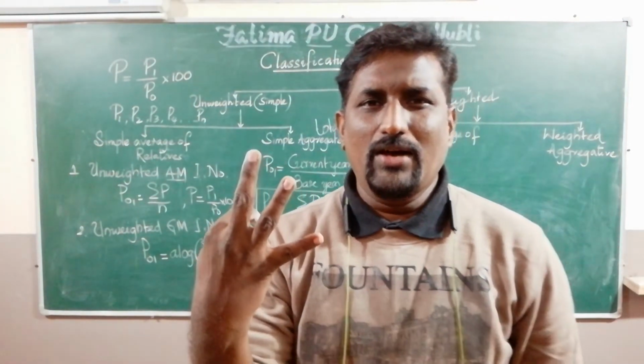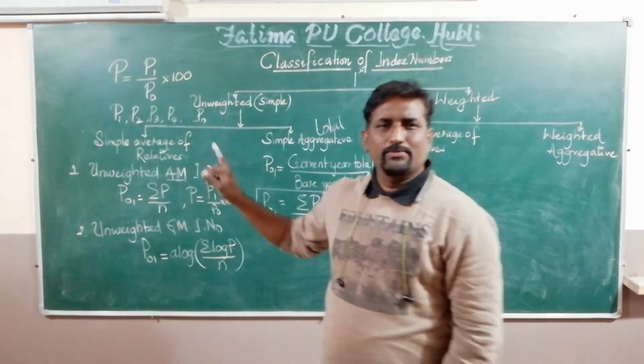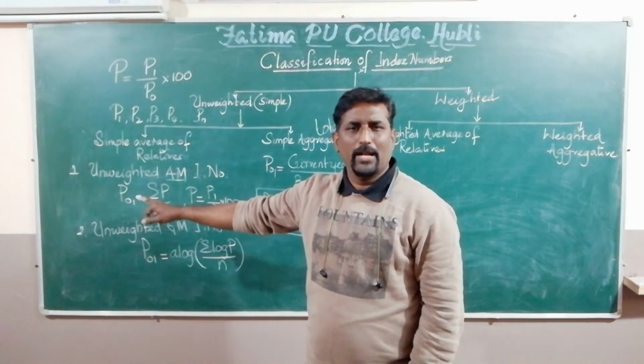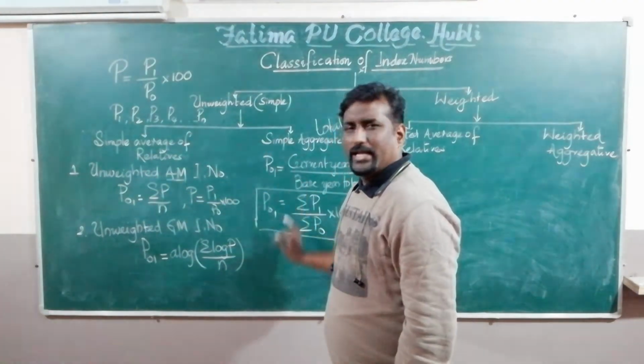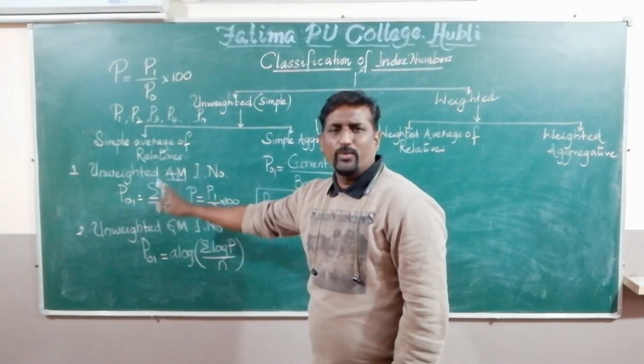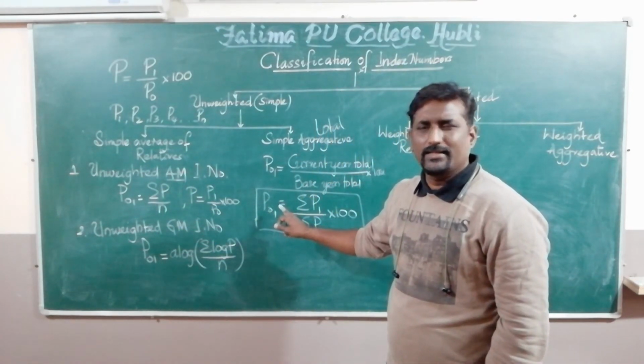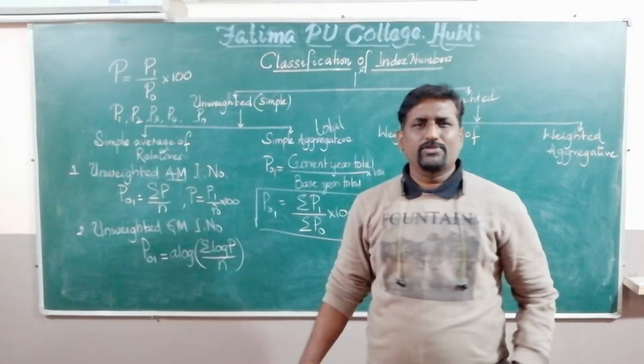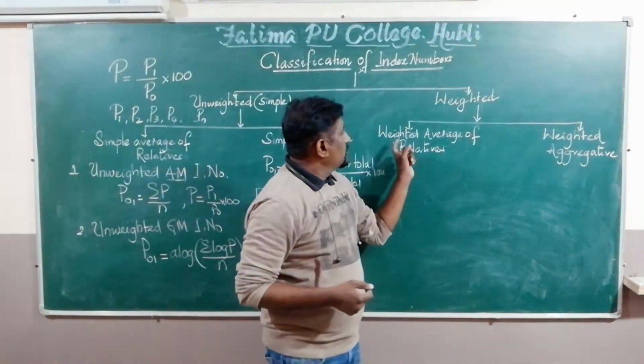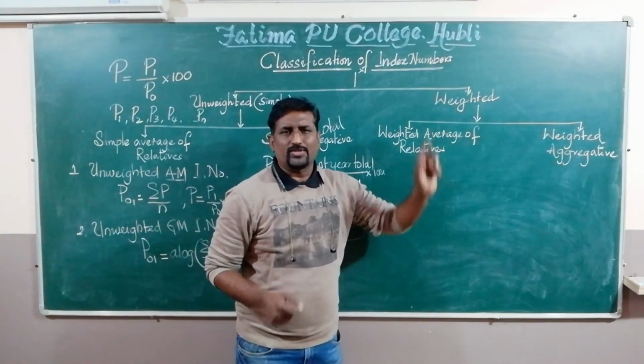Okay, you understood now? What is the first one? It comes under unweighted: simple unweighted and simple aggregative. In simple unweighted there are two, and in simple aggregative there is only one. Right? Now this is one part. Now comes the next. What is the next one? Weighted average of relatives, students.